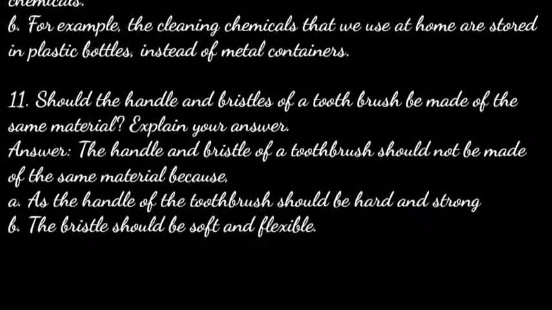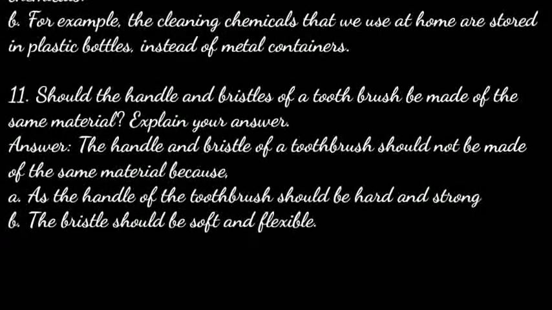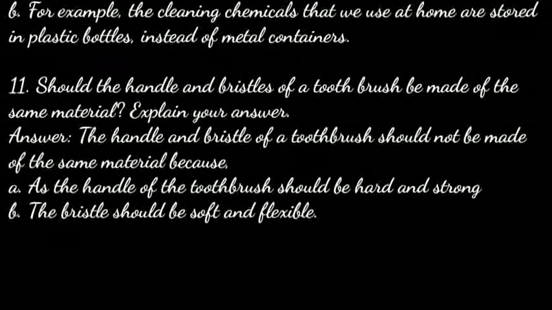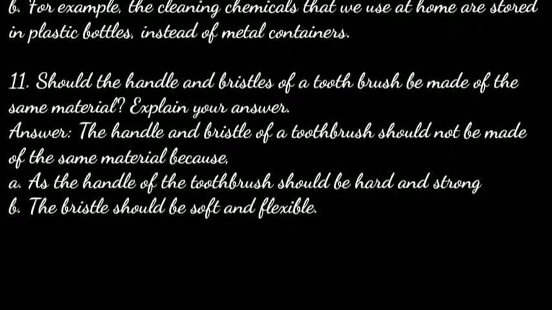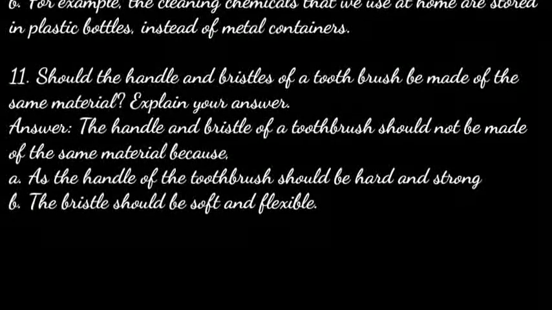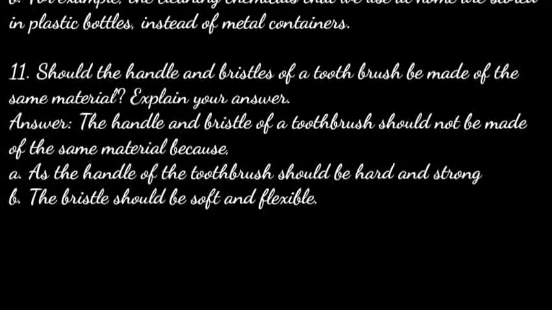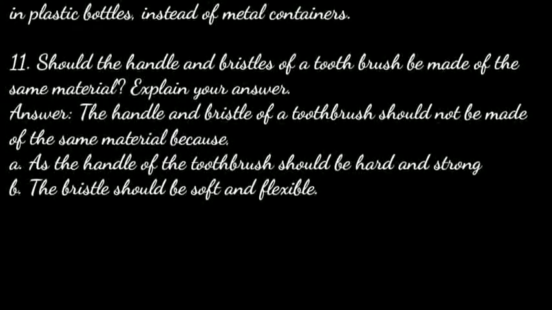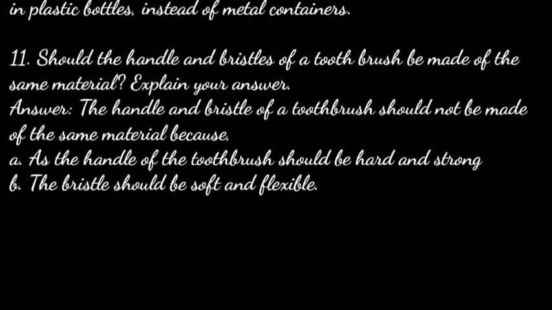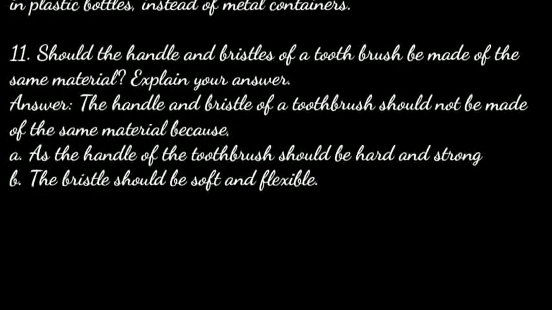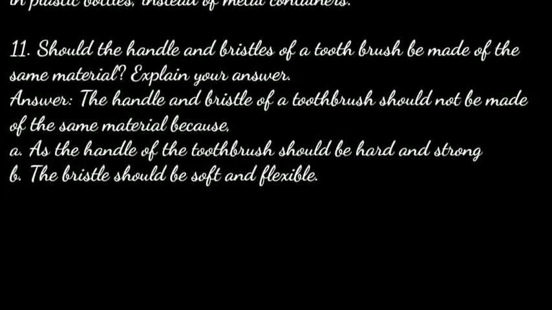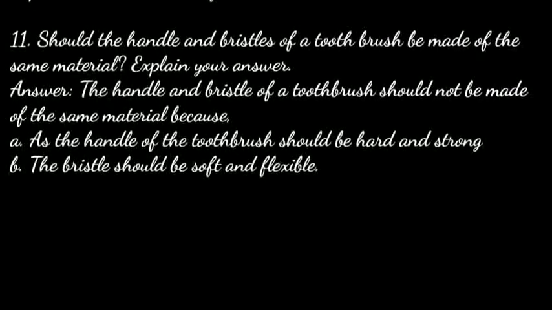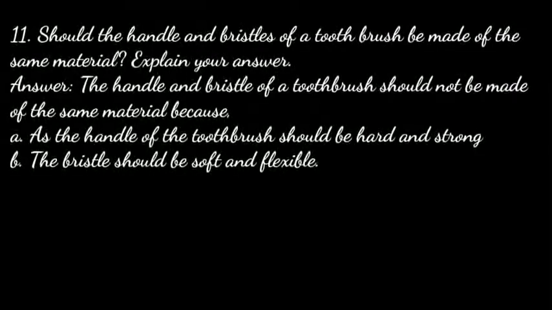Why is it so? Because the handle of the toothbrush is something that we hold in a hand, therefore it can be hard and strong, whereas bristles which touch the gums and teeth have to be soft and flexible so that they reach every corner of the mouth and do the cleansing purpose that they are supposed to do. Therefore, the handle and the bristles of the toothbrush must be made up of different materials. Though plastic, the texture and the quality would differ.